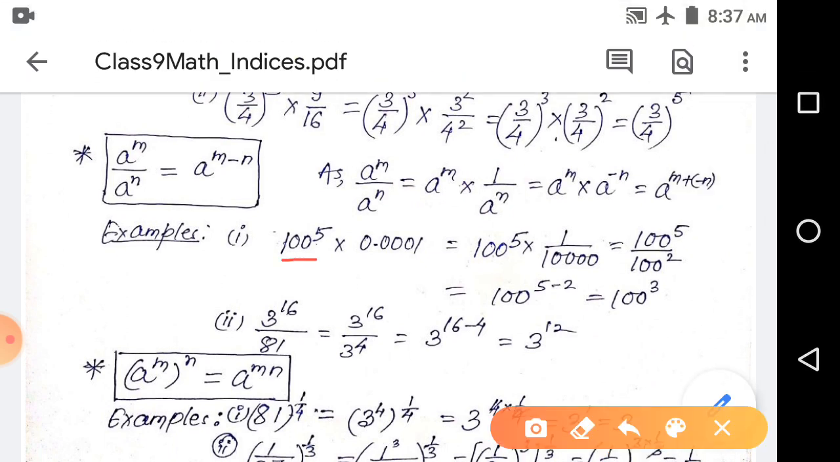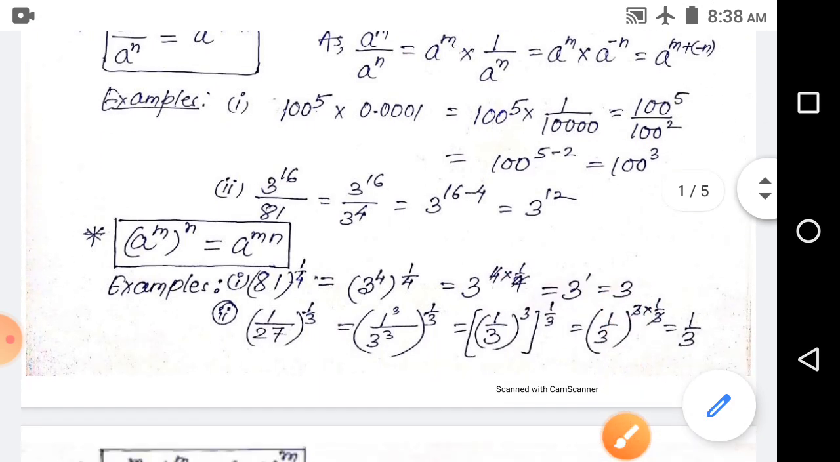100 to the power 5 into 0.0001. It can be written as 100 to the power 5 into 1 by 10,000, and 1 by 10,000 can be written as a power of 100, as 100 square. So it is 100 to the power 5 divided by 100 square. Powers can be subtracted because there is a division, and the answer will be 100 to the power 5 minus 2, that is 100 to the power 3.